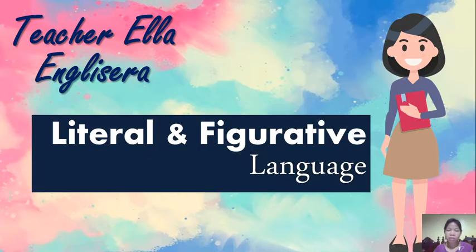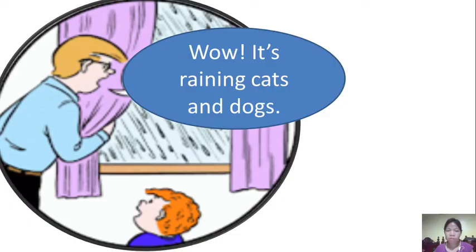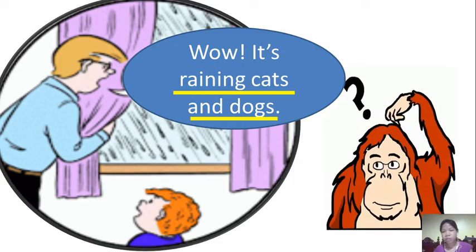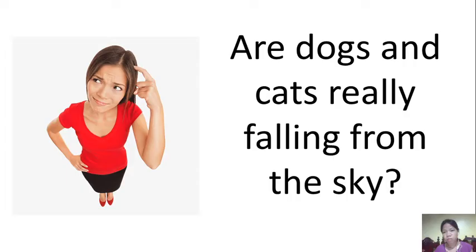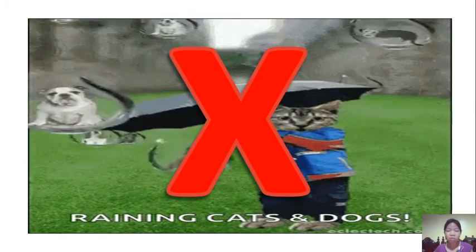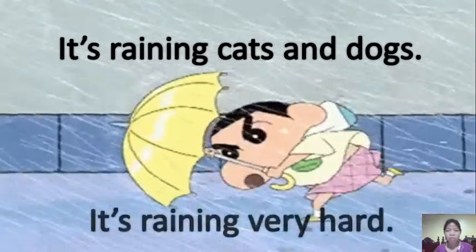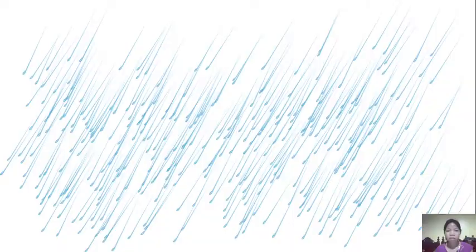In this video, you're going to learn about the two kinds of language, namely literal and figurative language. You might have encountered while reading or having conversation the phrase raining cats and dogs, and it might have left you so confused. Are dogs and cats really falling from the sky? Definitely not. That is impossible. It's raining cats and dogs just means it's raining very hard.